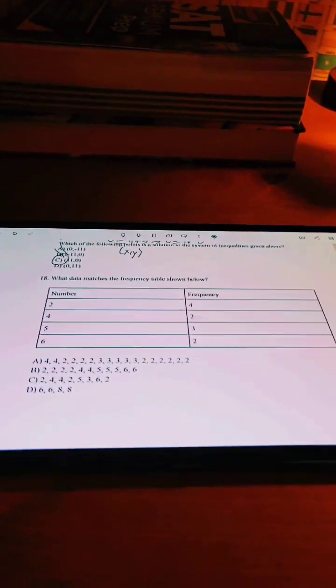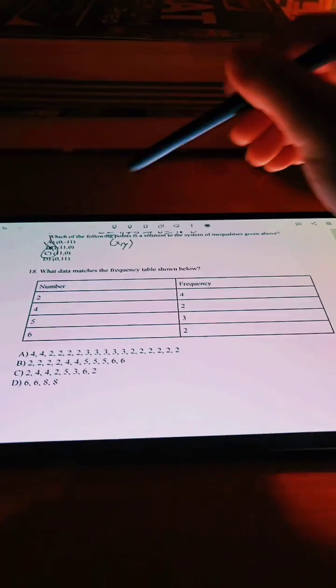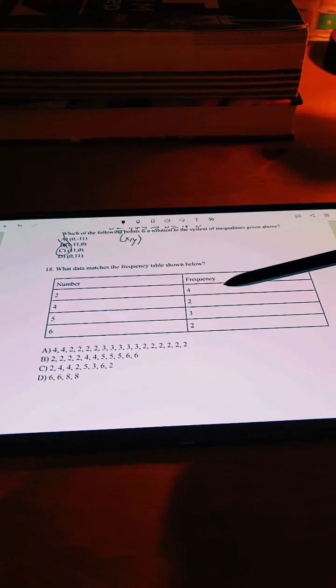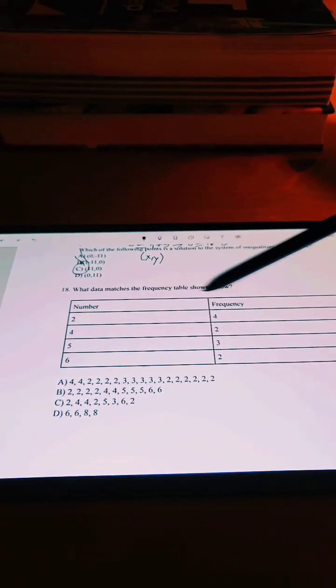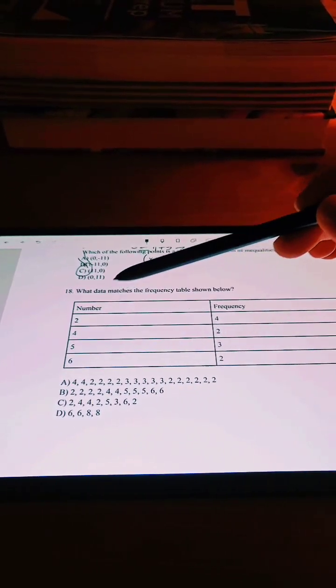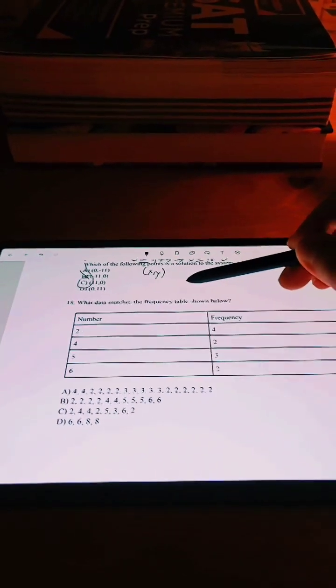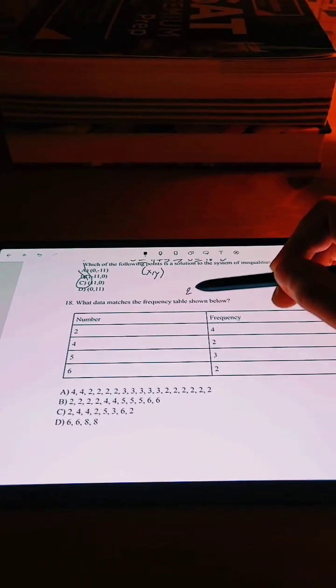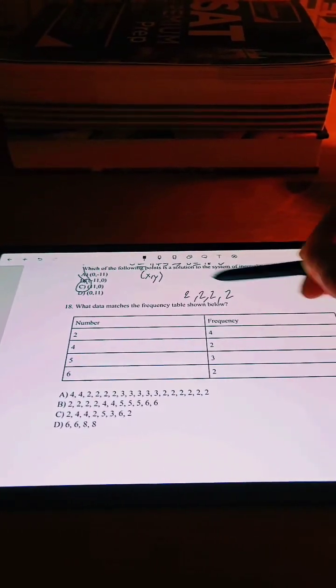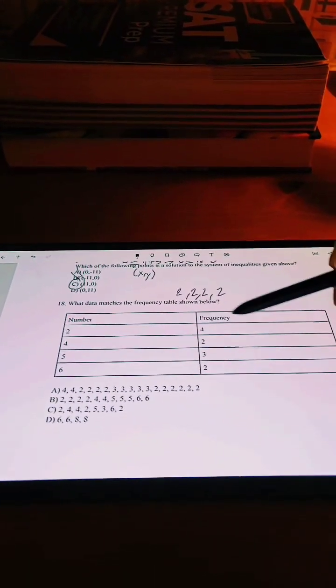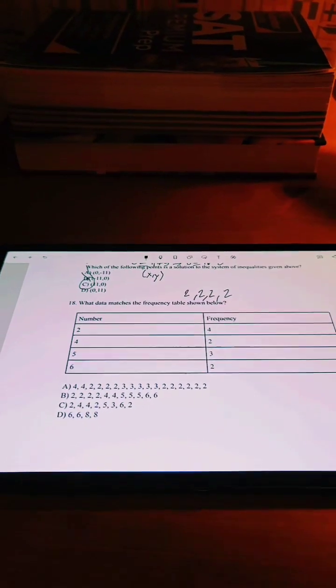Now, for this one, we want to see what data matches the frequency table shown below. So frequency is telling you how many times that number shows up in the data set. So when it says 4 corresponds to the number 2, like 4 frequency for the number 2, it means that the number 2 shows up 4 times in your list. So you have 2 written 4 different times. The frequency tells you how many times you write that number.